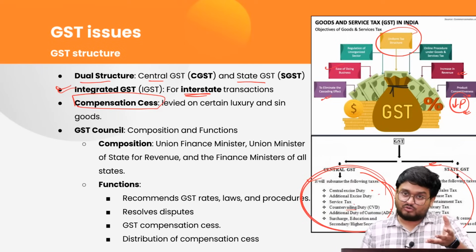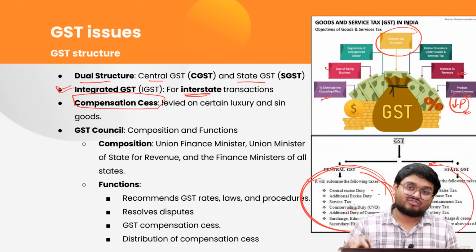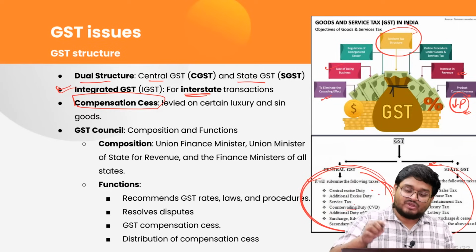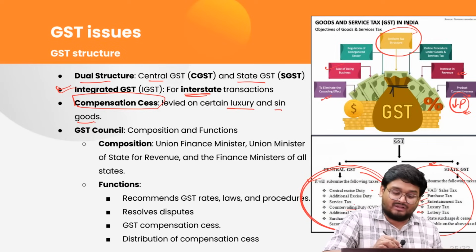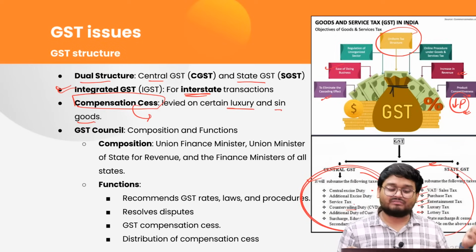They actually talked about some kind of deal, where the center has to compensate the states for the implementation of GST. So that is levied on various luxury and sin goods. The money collected here is given to the state governments for the potential loss from the implementation of the GST.